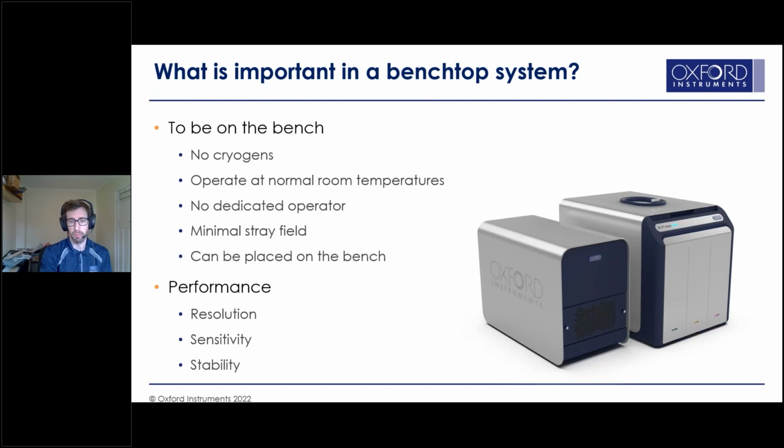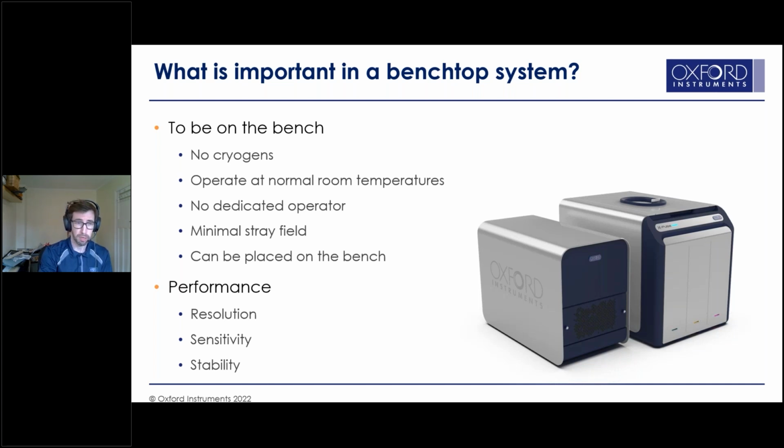Obviously, there are a number of things that are important for a benchtop system. To be on the bench, you don't want those liquid cryogens. It needs to operate at normal room temperatures. It's a big advantage if you don't need a dedicated operator, so it can be used by your synthetic chemists while they're doing their reactions. It also needs to have a minimal stray field, so it's safe to have in that environment, and it needs a form factor that means it can be placed on the bench.